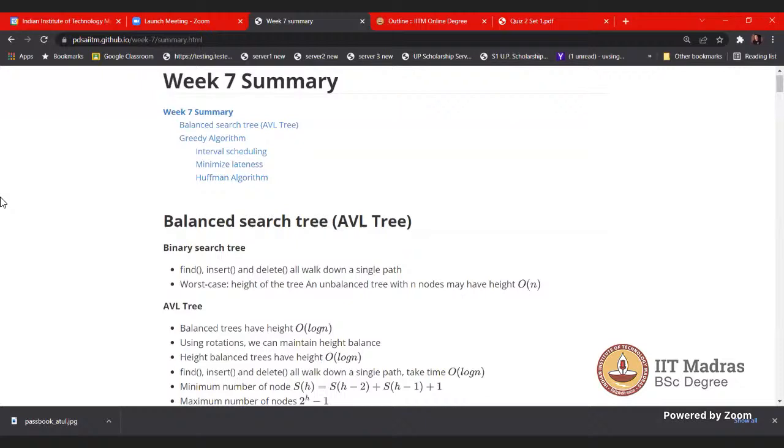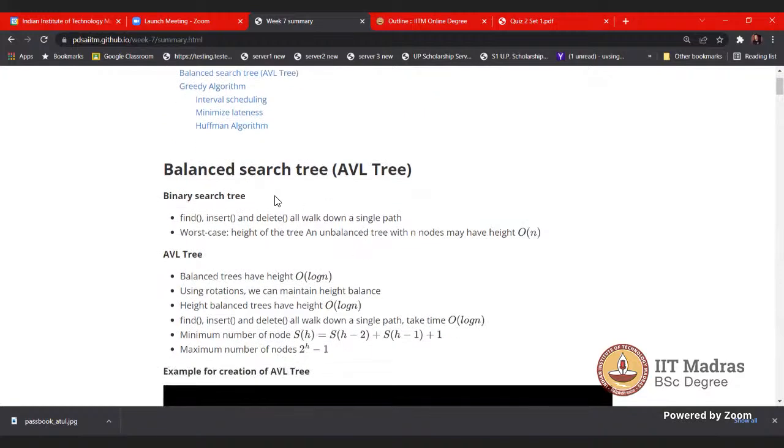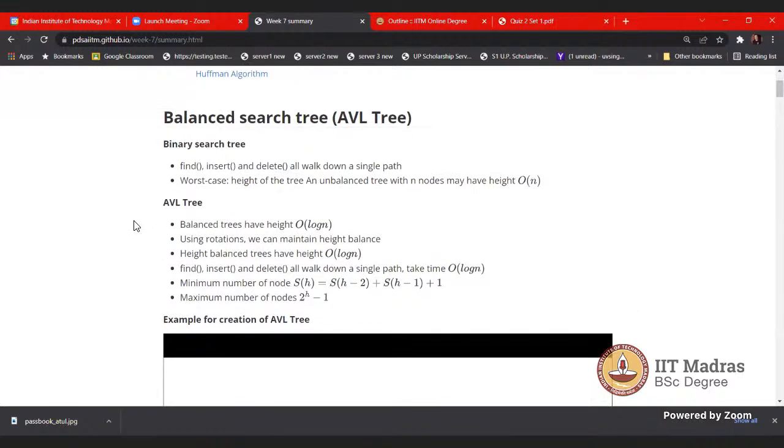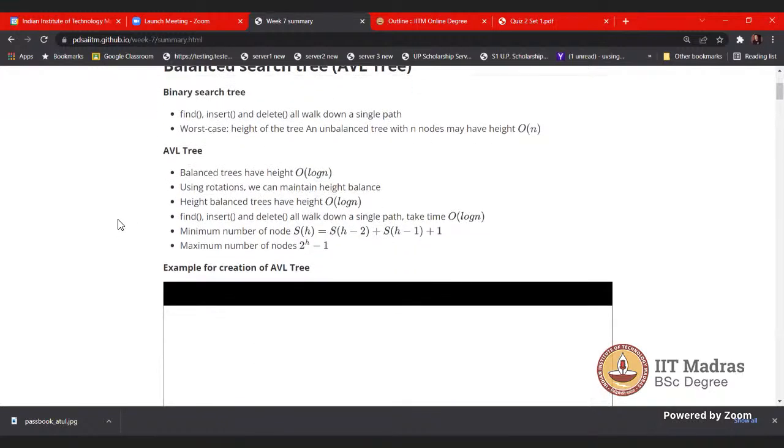Okay. So we have already seen what the binary search tree is, and there's no advantage if the binary search tree is not balanced. So for balancing the binary search tree, we use the AVL tree algorithm. Okay, so AVL tree is an algorithm that creates a balanced binary search tree. So there are some rules for creating the AVL tree. These are some properties. A balanced tree has height log n, and using rotation we can maintain it. So there are some rotation methods. Using these rotation methods, we create a balanced binary tree.